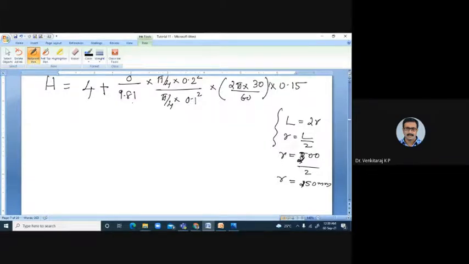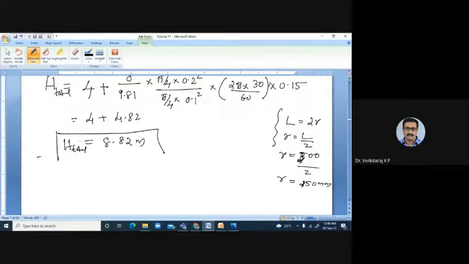So after calculating, we will get this as 4 plus 4.82, or this is equal to 8.82 meter. So this is the total head. You can say this is its total. So a total head at the beginning of the suction stroke is 8.82 meter.